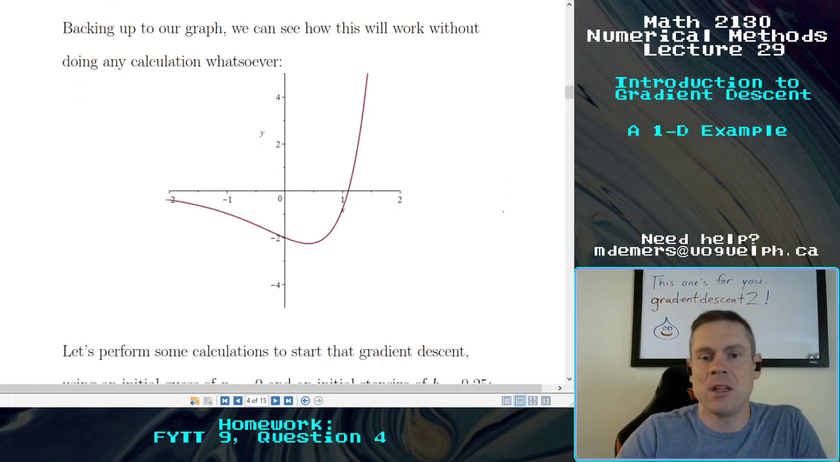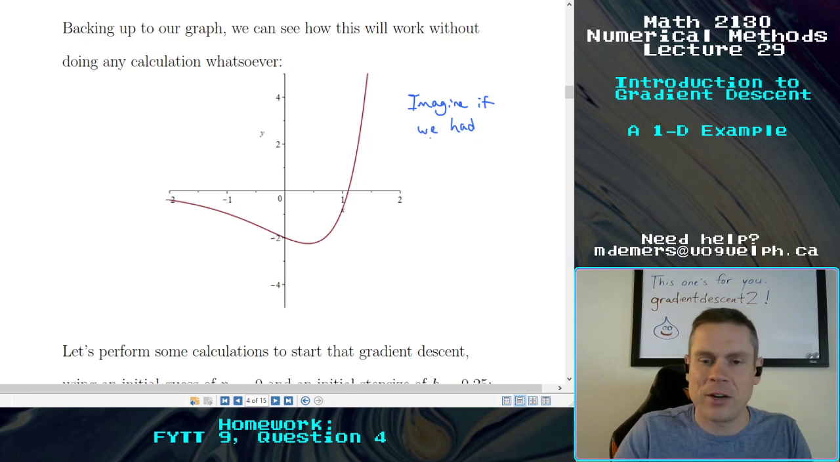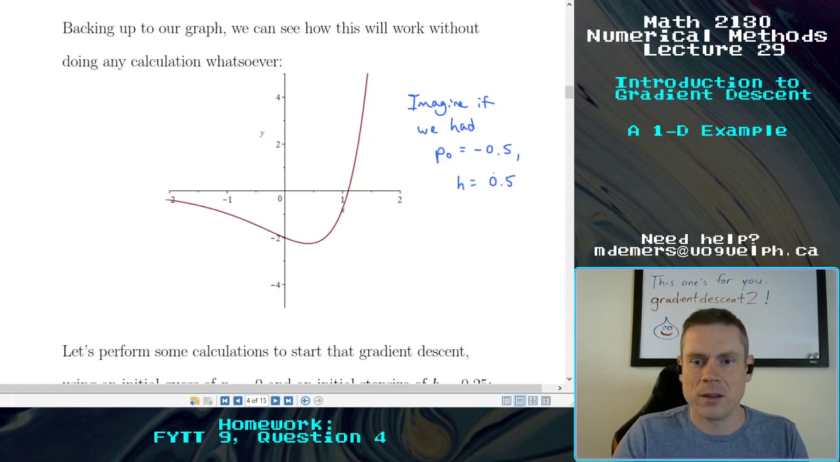So imagine, right? Imagine if we had, let's try something out here. Let's try if we had an initial guess of p0 equals minus 0.5 and h equals, yeah, why don't we go with 0.5? Okay. So if we did that, then my first guess would be right here. This would be p0. I would test, I would see that the derivative is negative, so I'd take a step forward, and my next estimate would be p1.